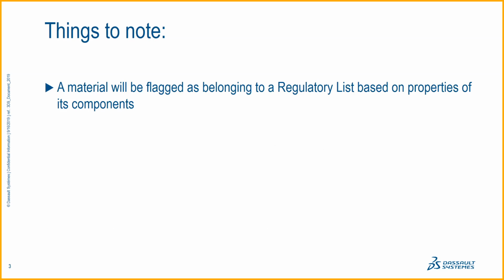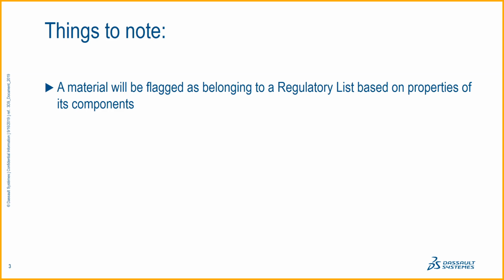So some things to note. A material will be flagged as belonging to a regulatory list based on the properties of its components. And what this means is, and if you're not too familiar with regulatory lists, there is a separate training session on that topic on the materials inventory community, but we can define a list of CAS numbers, for instance, or we can define a list of trade names or a list of some other property to tell CISPRO, hey, anytime you see a chemical created that has one of these CAS numbers or matches one of these trade names, flag that chemical as belonging to this regulatory list.